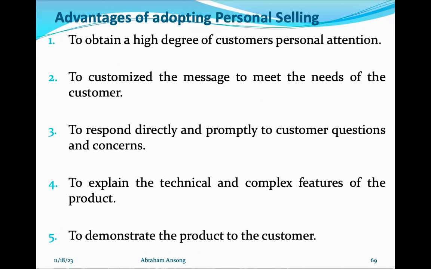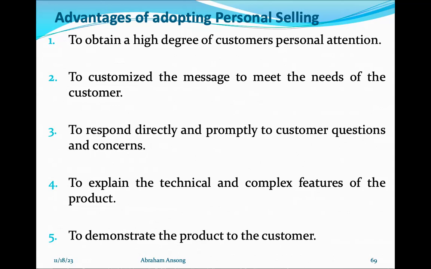Okay. If it was television advertisement, who do you talk to if you have a question? But with personal selling, the agent is there, the salesperson is there. And if you have any questions or concerns about the product, you can ask them for clarifications. All right. The personal selling assists to explain the technical and complex features of the product. So as I said, they are there. So any questions that you have about a particular product, as a matter of fact, there are some products that the best way to advertise them is through personal selling.